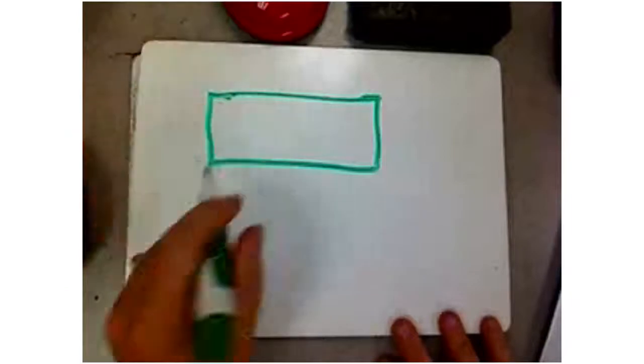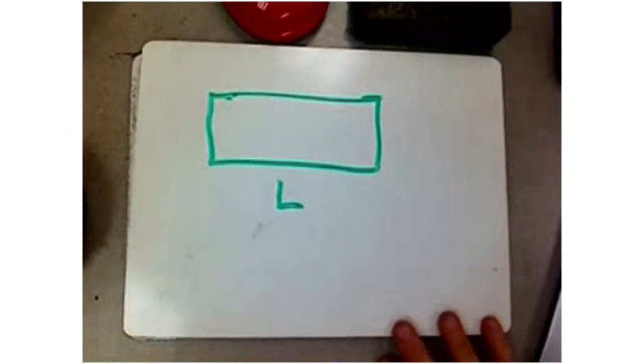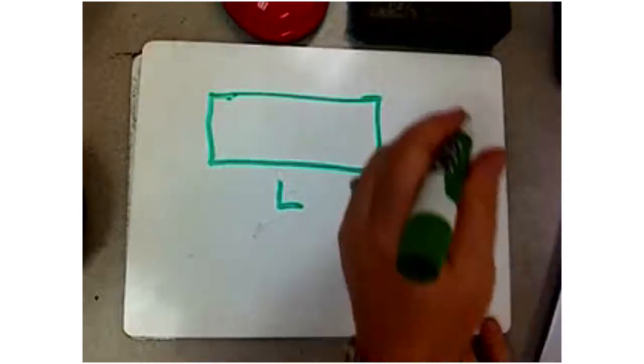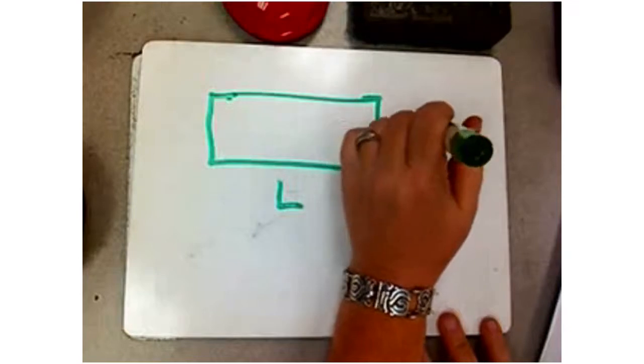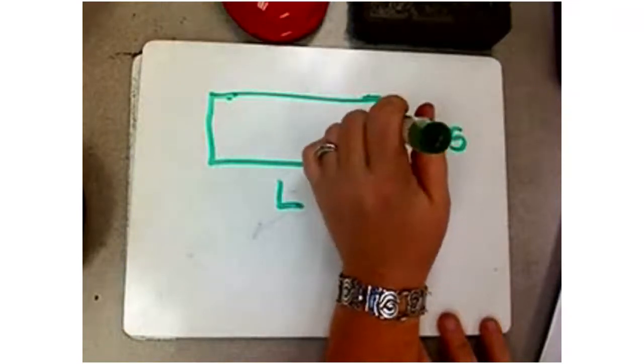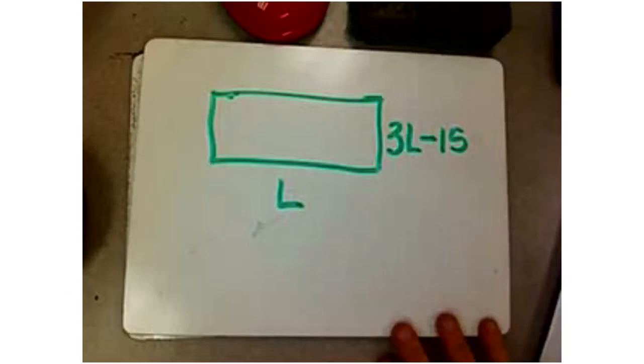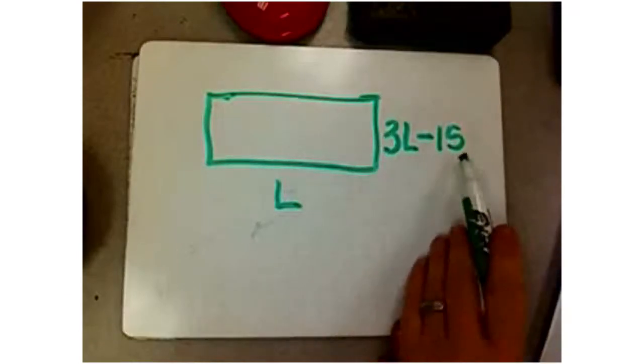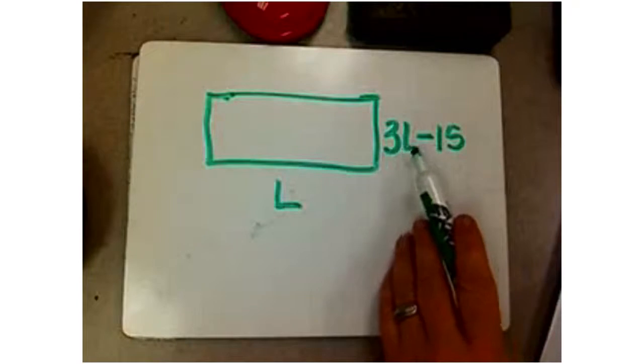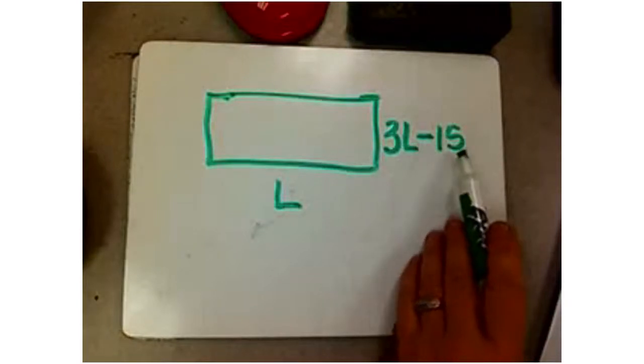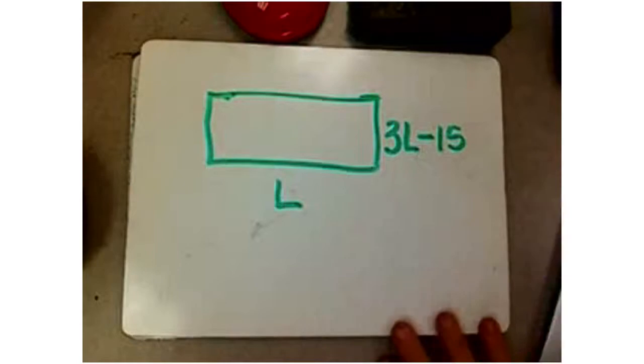Example 8, the length of a rectangle. As soon as you read a shape, draw it. The length of a rectangle, L, so we're going to put an L. The width is 15 less than 3 times the length. So the width is 15 less than, 15 from, 3 times the length. You see what I just did on the width section? I wrote my 3L first minus 15, 15 from 3 times the length. So there it is. It asks to express the width in terms of the length. Well, it's 3L minus 15.